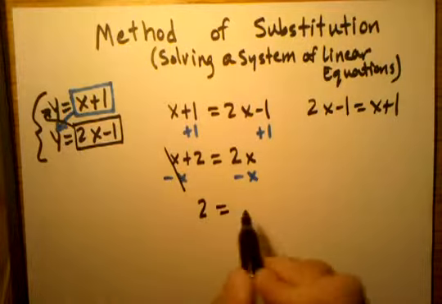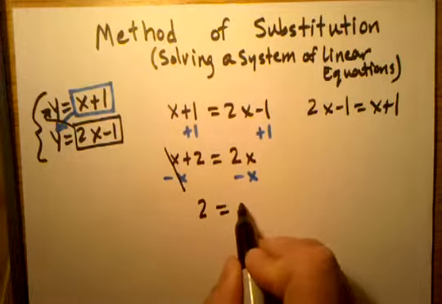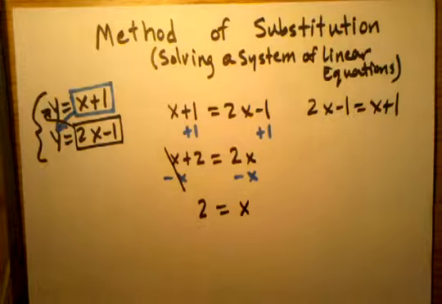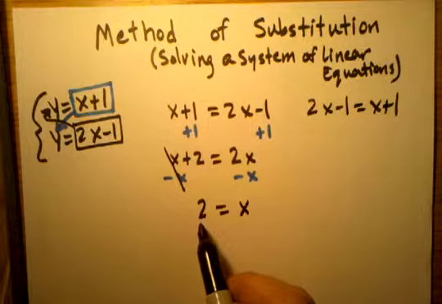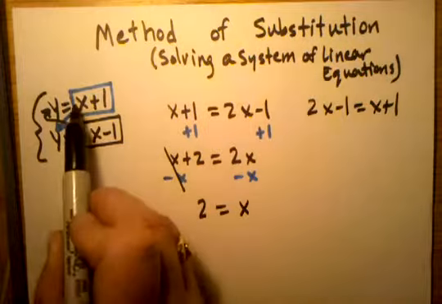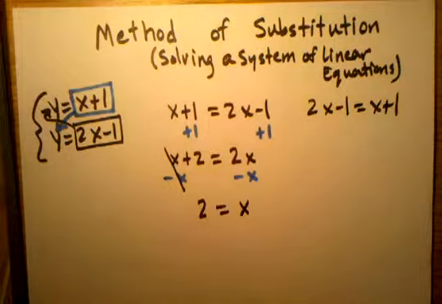I'll end up with 2 equals 2x minus 1x. There's a 1 there, even though I don't see it. 2x minus 1x gets me 1x, which is the same thing as just x. Now I see that x equals 2. Knowing that x equals 2, I can now put this number in for where x is in either one of these two equations and now solve for y. And that'll give me what y is.